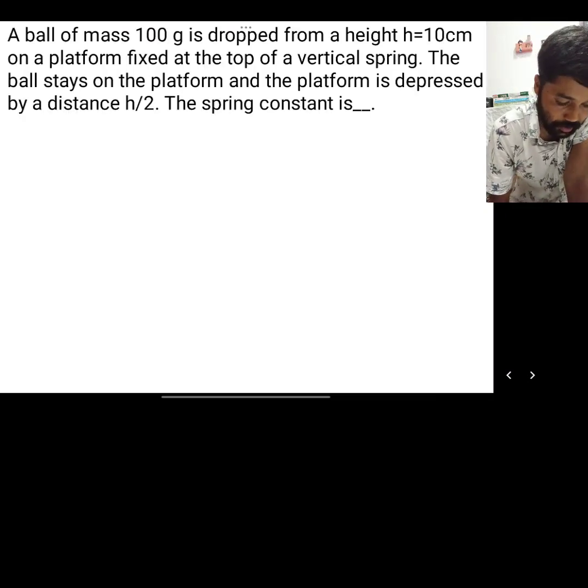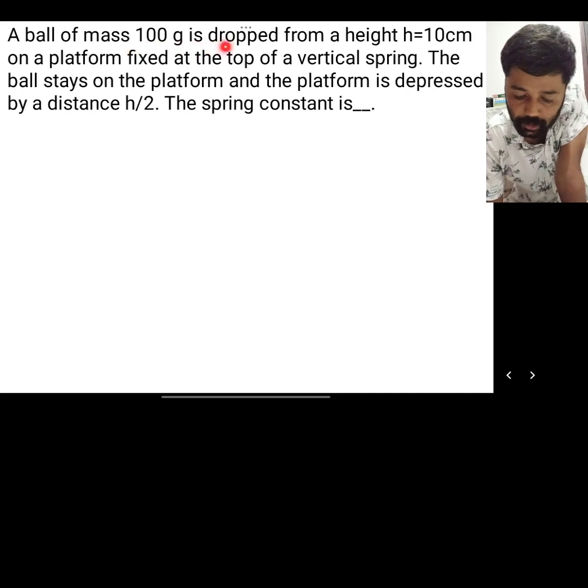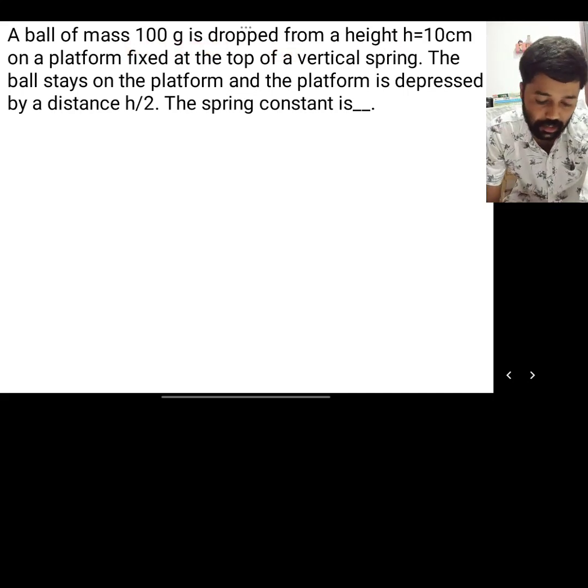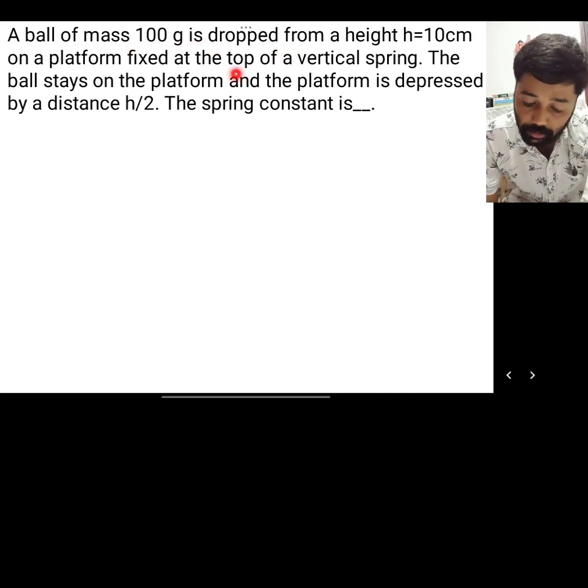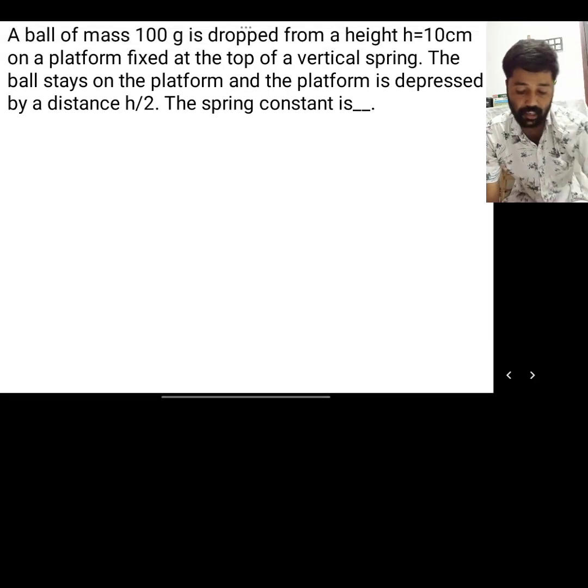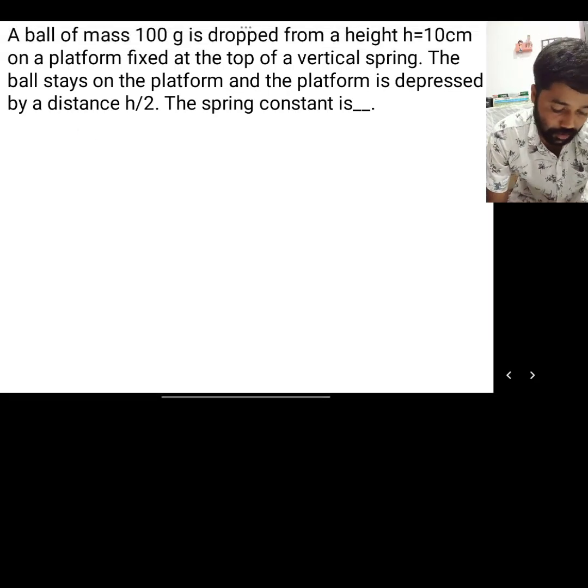The question says: a ball of mass 100 gram is dropped from a height of 10 centimeter on a platform fixed at the top of a vertical spring. The ball stays on the platform and the platform is depressed by a distance h by 2. The spring constant is? So we need to find the spring constant, which we usually denote by K.